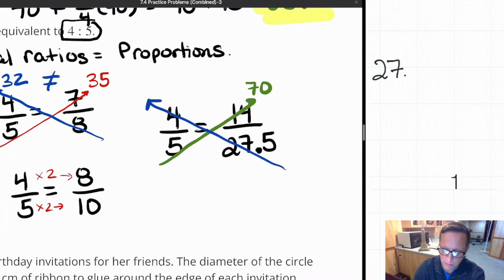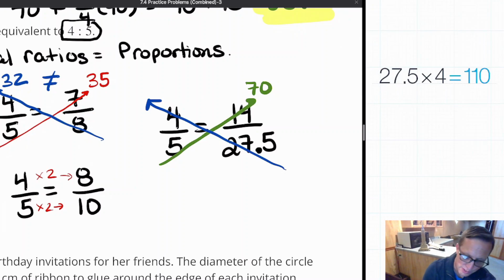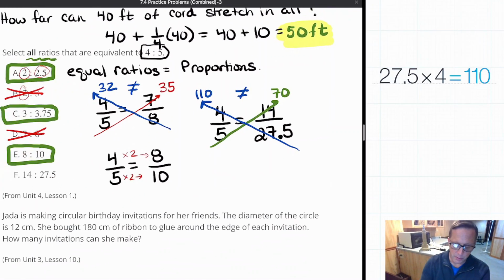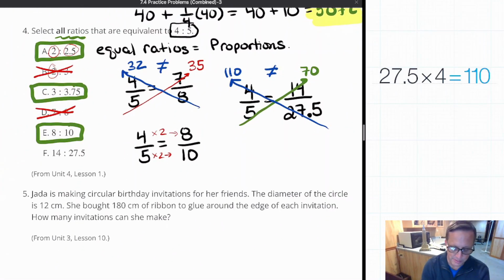So 27.5 times 4. Oops, I think I put an artifact in there. Let me try again. 27.5 times 4. And that's going to be 110. Okay, that does not work. So those are not equal. They don't make a proportion, therefore they're not equivalent.